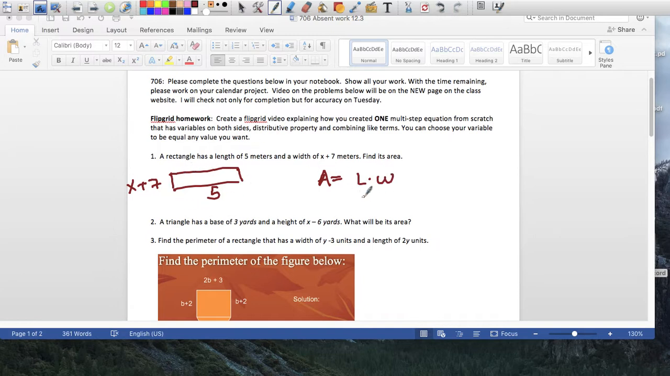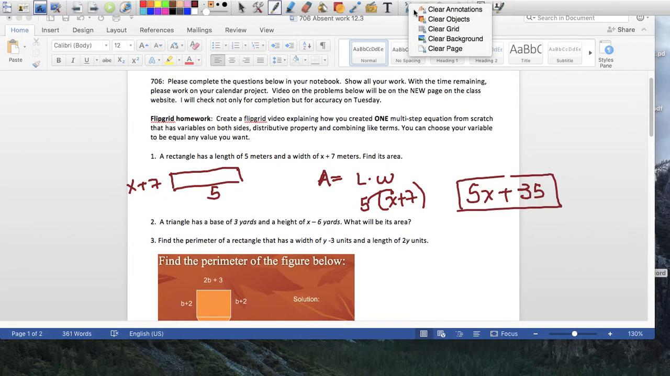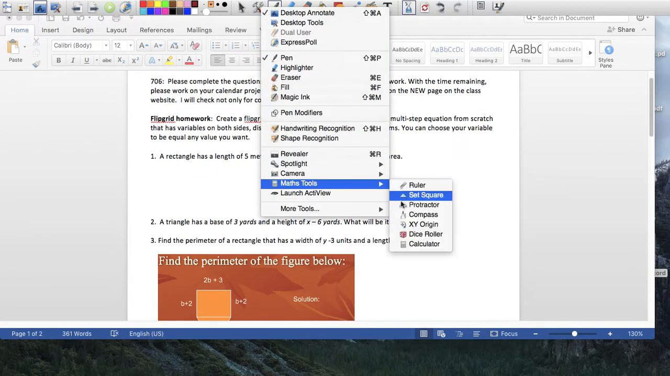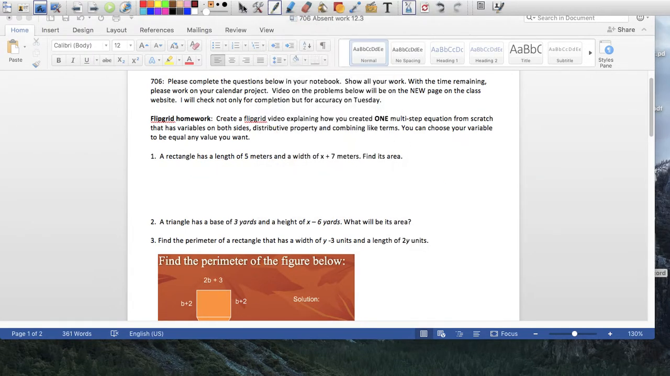So in this case, the length is 5, and I have to multiply by the width, which is x plus 7. Now, to simplify this expression, I will use the distributive property, and I get 5 times x, which is 5x. Positive and positive is plus, and 5 times 7 is 35. So my final answer is this. The area of this particular rectangle is 5x plus 35. Moving on.